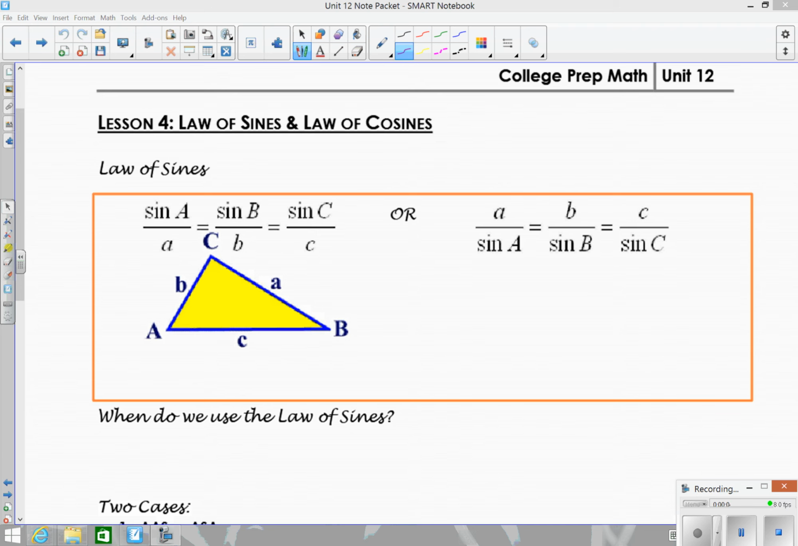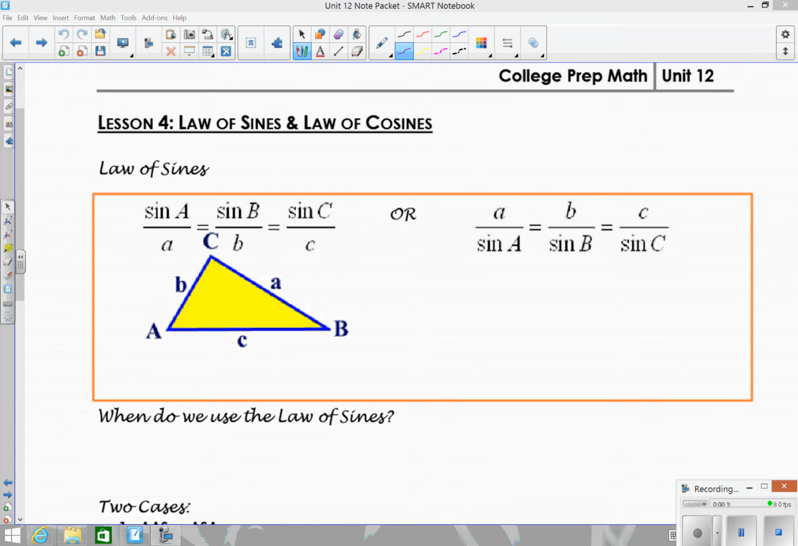In this lesson, we're going to look at how to find the missing sides or angles of triangles that are not right triangles. In order to do that, we have two laws. One is the law of sines and the other is the law of cosines. In this first example, we're going to look at the law of sines.